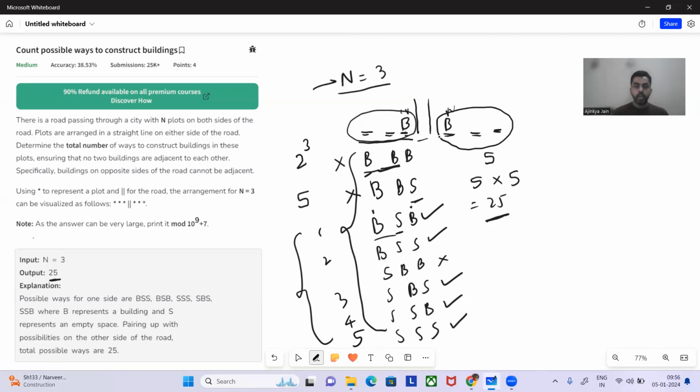Okay, 25. So for example, if n equal to 1 is given, what are the total number of ways? Either you construct a building or you don't construct a building, you keep it as is. So there are 2 ways.